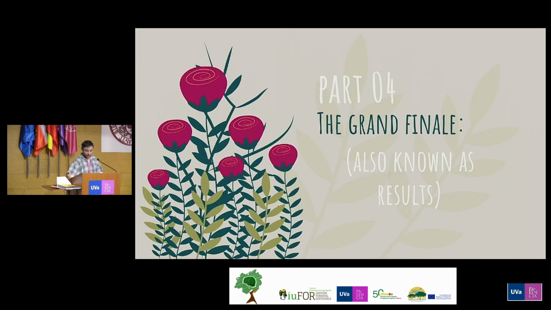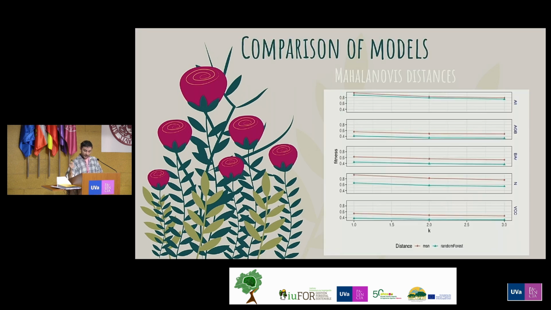Okay, the grand finale, also known as results. First, comparison of models. In this case, we can see three models per variable. Above all, we have the multidimensional model for all variables. The first one is a multidimensional model that predicts biomass, basal area, number of trees, and volume. And below we have each of the variables predicted by the individual models.